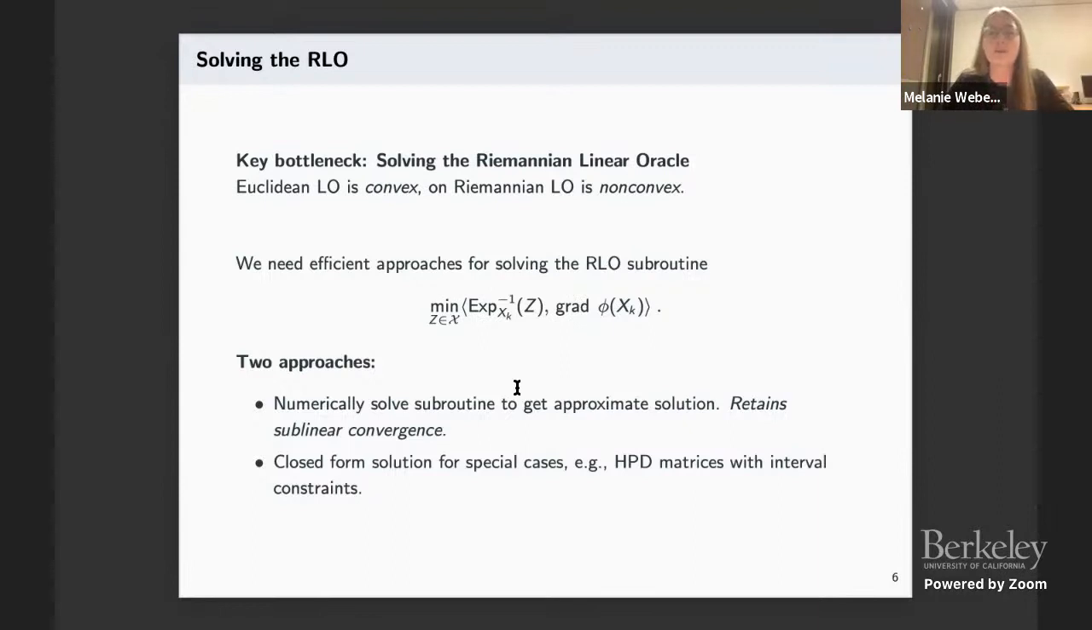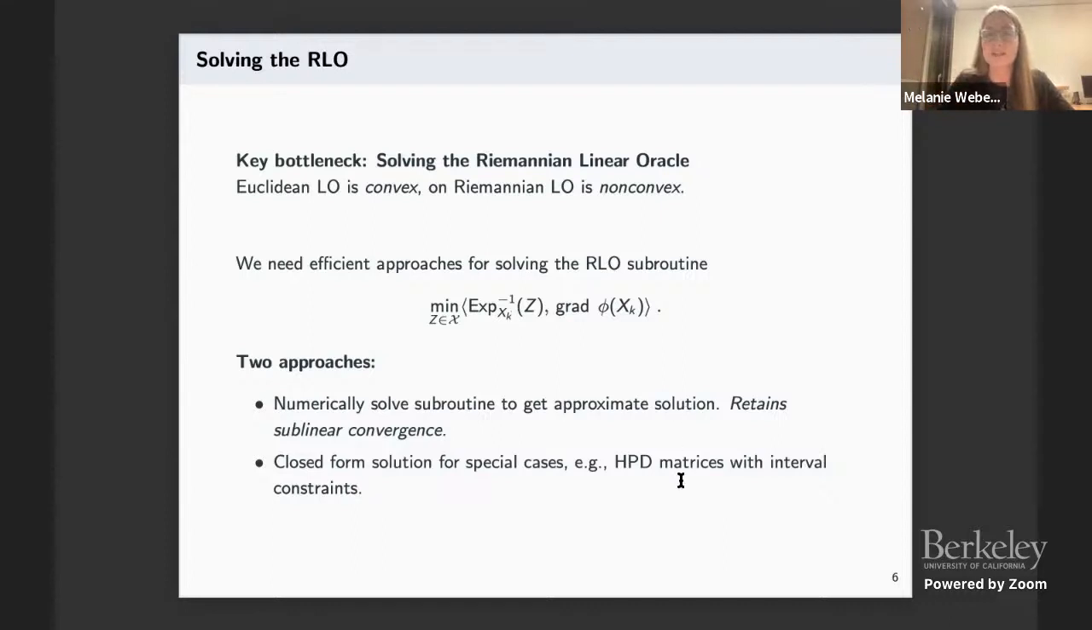That can be quite challenging in general, because the subroutine is actually non-convex. So one approach that we could take is to numerically approximate a solution to that linear oracle, and then we can show that if that approximation is reasonably good, then we can retain those global sublinear convergence guarantees. And the more interesting case are special cases and specific Riemannian manifolds where we can actually solve this in closed form. And in such cases, this renders the algorithm into a very practical algorithm.